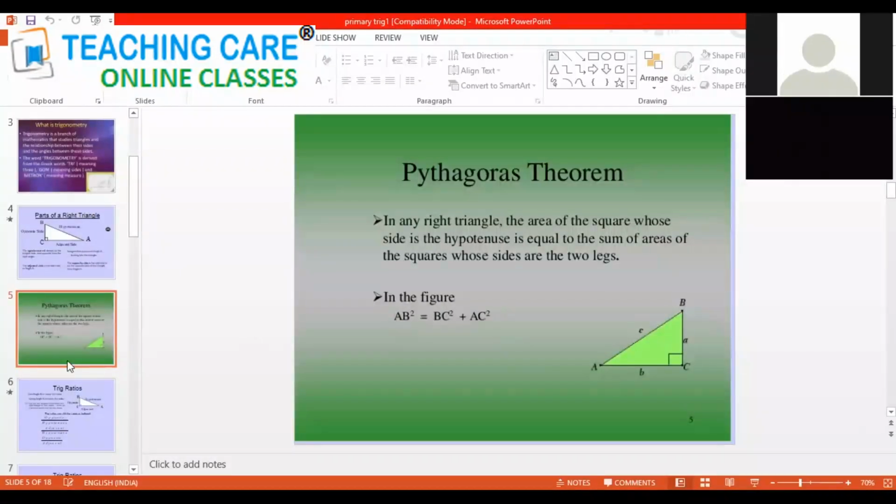So, have you studied the Pythagorean theorem before? Yeah. Okay, then fine. In any right angle triangle, the sum of squares of any two sides of a triangle is equal to the square of the third side. So, if I have triangle ABC, AB squared, that is the hypotenuse squared, will be equal to the sum of BC squared plus AC squared.